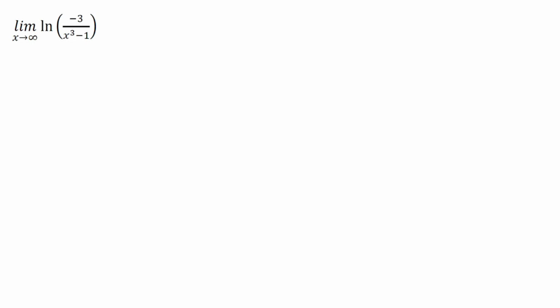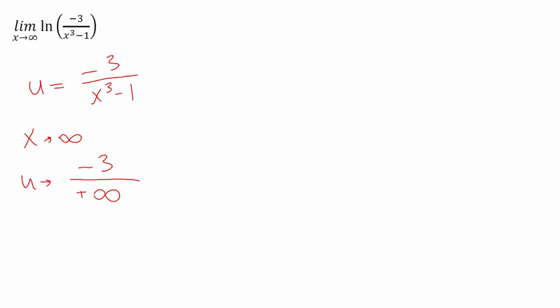All right, for our next one, we're going to do the same process. We're going to let u equal negative 3 over x cubed minus 1. Well, as x goes to infinity, u is going to a negative 3 over an infinity cubed, which is positive infinity. So now we have 0, but that 0 we're approaching from the left-hand side because it's always negative divided by always positive. A negative divided by a positive is a negative, so we can only approach 0 from the left-hand side. So this becomes a limit as u approaches 0 from the left of natural log of u.